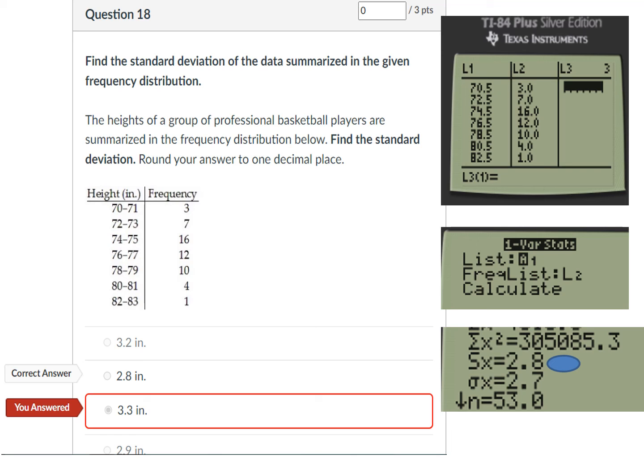Frequencies go in list 2. All right, I went to stat, calculate one variable stat. Here, my list is in L1, my frequencies are in L2, and there it is. Standard deviation is S of X. All right, there it is. Correct answer, S of X, 2.8. Midpoints.